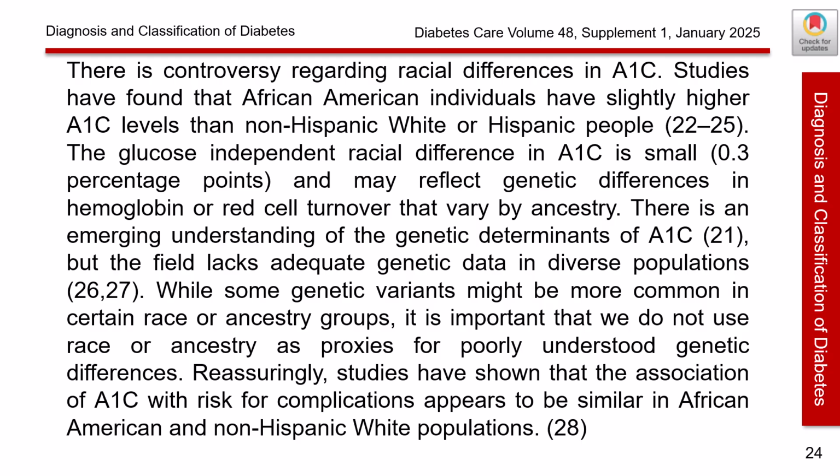There is an emerging understanding of the genetic determinants of glycated hemoglobin, but the field lacks adequate genetic data in diverse populations. While some genetic variants might be more common in certain race or ancestry groups, it is important that we do not use race or ancestry as proxies for poorly understood genetic differences. Reassuringly, studies have shown that the association of glycated hemoglobin with risk for complications appears to be similar in African American and non-Hispanic white populations.